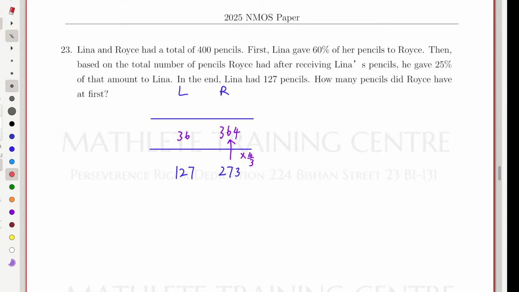But let's go and find the initial amount. Lina gave 60% of her pencils to Royce. So then this part here is only 40%, which is 2 over 5, right? To figure out how much Lina has at first, you take this number times 5 over 2, right? To work backwards. And then we have 18 times 5, that equals 90. So initially, Lina has 90, Royce has 310. That is the answer.